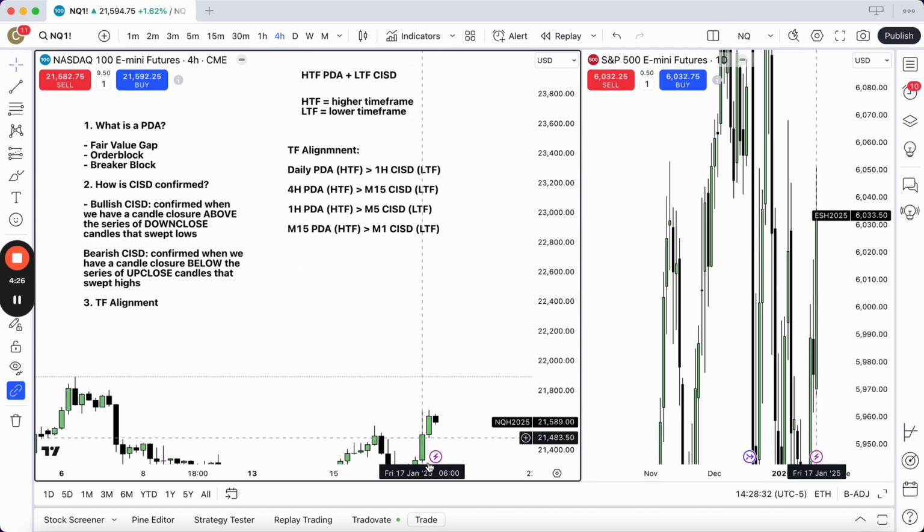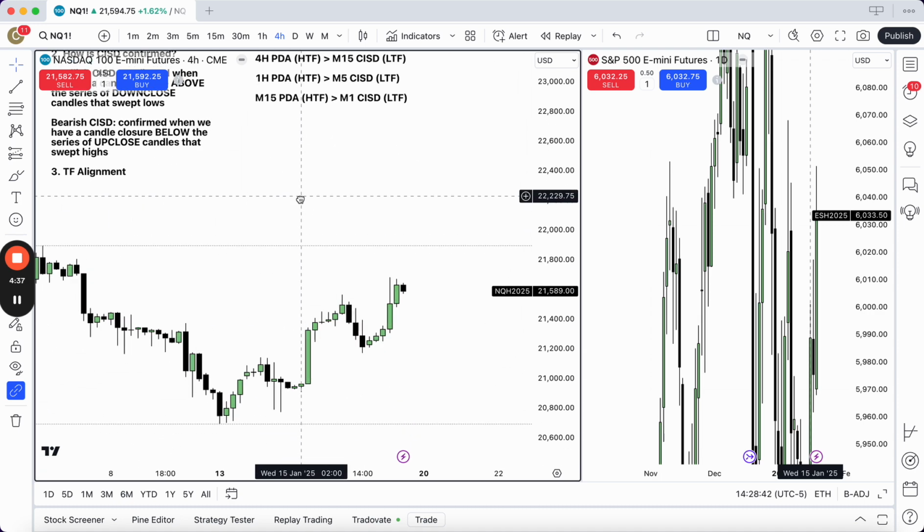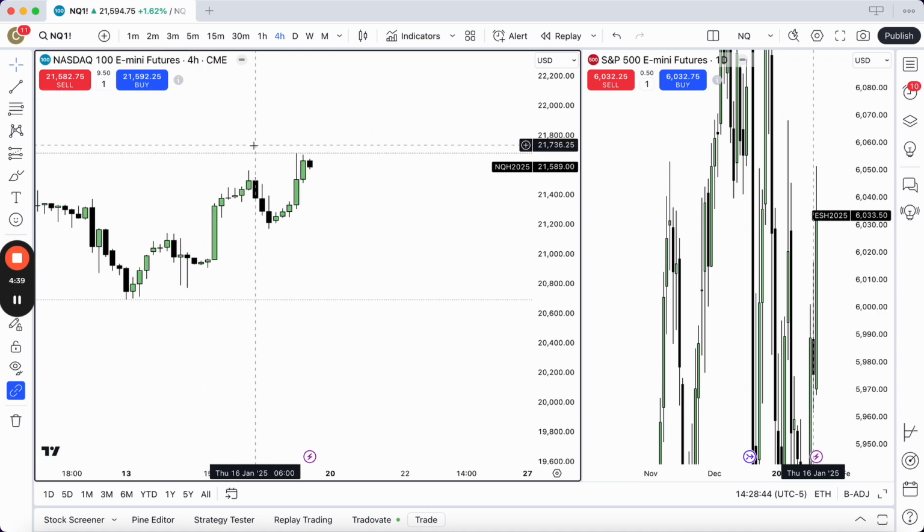Now, I want to show you a few examples so you truly understand what higher time frame PD array and lower time frame change in state of delivery is. This is my entry model. This is classified as a reversal model.